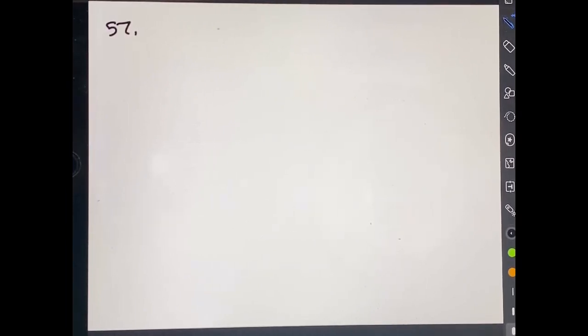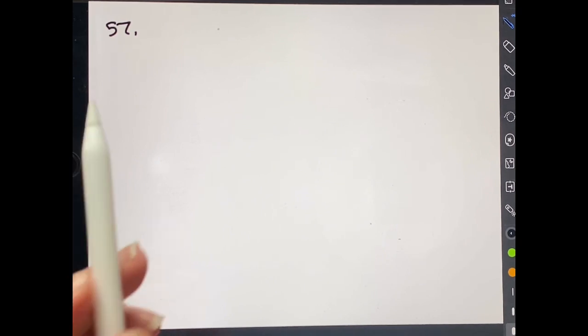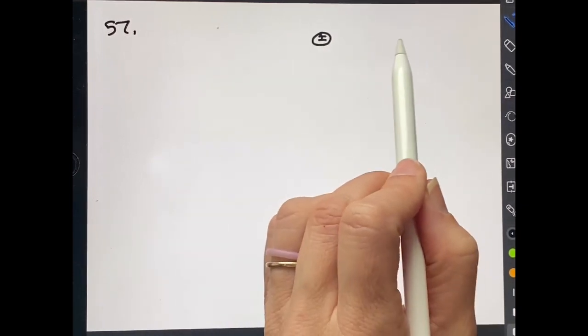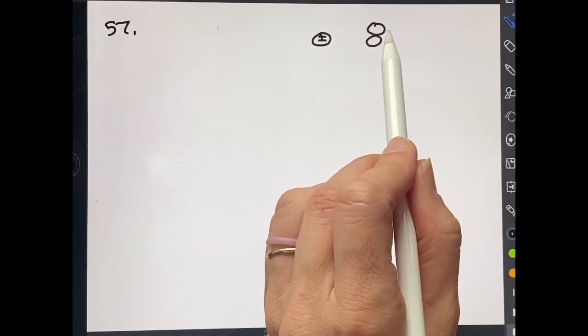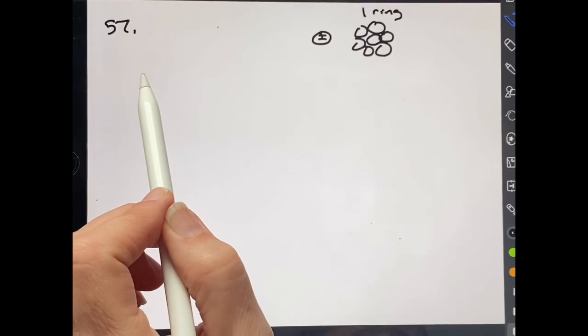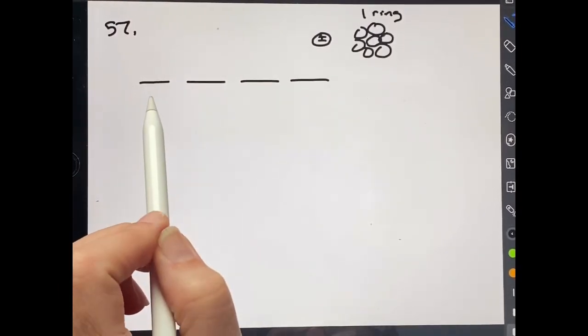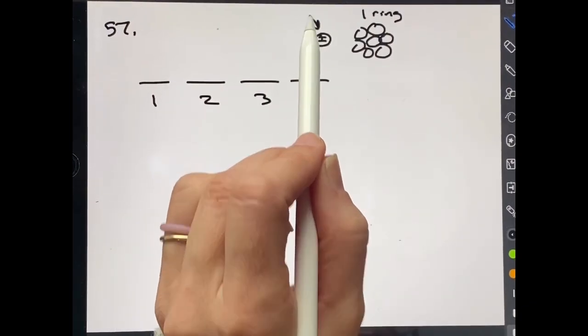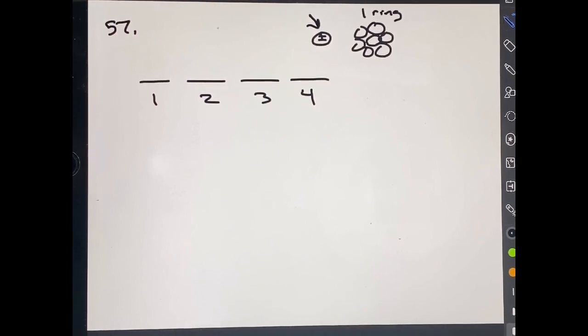It says domestic bees make their honeycomb by starting with a single hexagonal cell and then forming ring after ring of hexagonal cells around the initial cell as shown. The number of cells in successive rings forms an arithmetic sequence. Okay, so the important thing to notice is that they are calling the initial cell not a ring. Then it shows a ring with 6, and it says this is the first ring. So as we write out our sequence for ring 1, ring 2, ring 3, ring 4, this first initial cell is not included in the sequence.